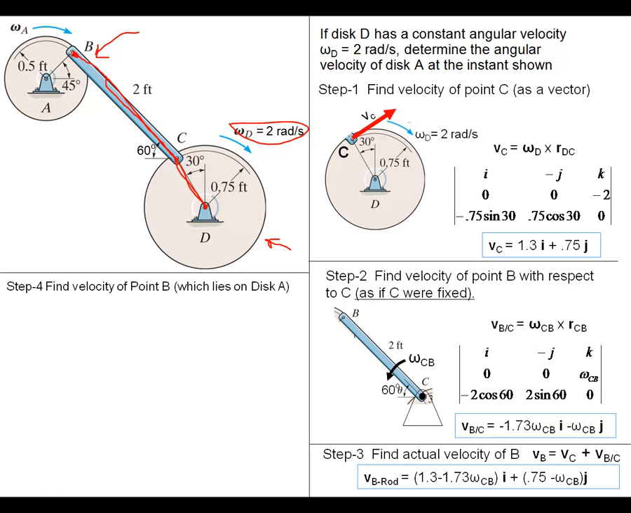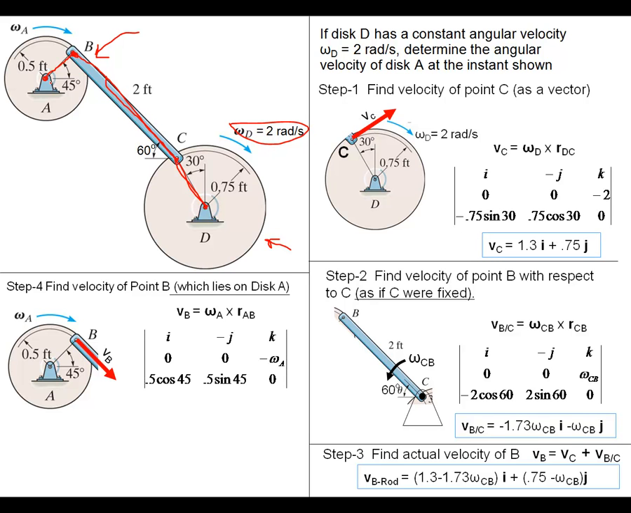Now, step 4, we're going to start with point A and work toward B. And we'll notice that A really is fixed, and it lies on disk A. So if this is what we were looking at, and we had omega A, which is unknown, let's find velocity B. We can see that velocity B is simply the omega of A crossed with the radius from A to B. There's our cross product matrix that we set up, and we find that velocity B on the disk is 0.35 omega A i minus 0.35 omega A j.